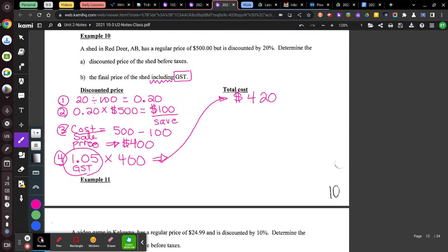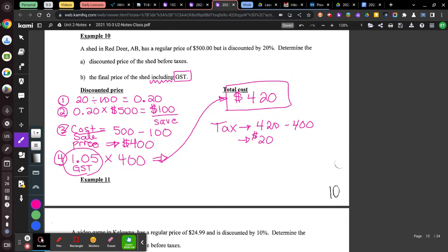$420. Now, if we have a $420 cost, how much did they charge us for tax if my sale price was $400? If they asked me for the tax, I would say it is $420 minus my starting $400. So my tax is $20. That's what I'm paying in tax. But my total cost, that's with tax, is $420. Okay? All right, turn your page.